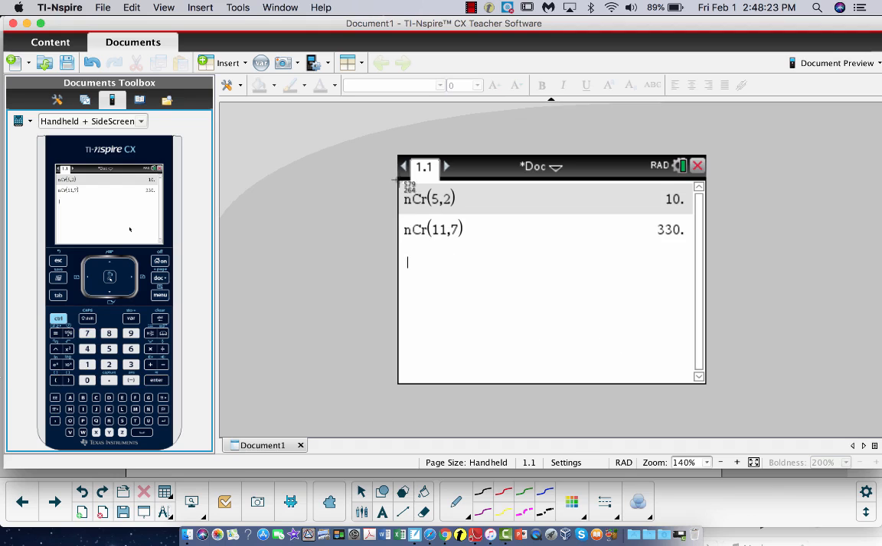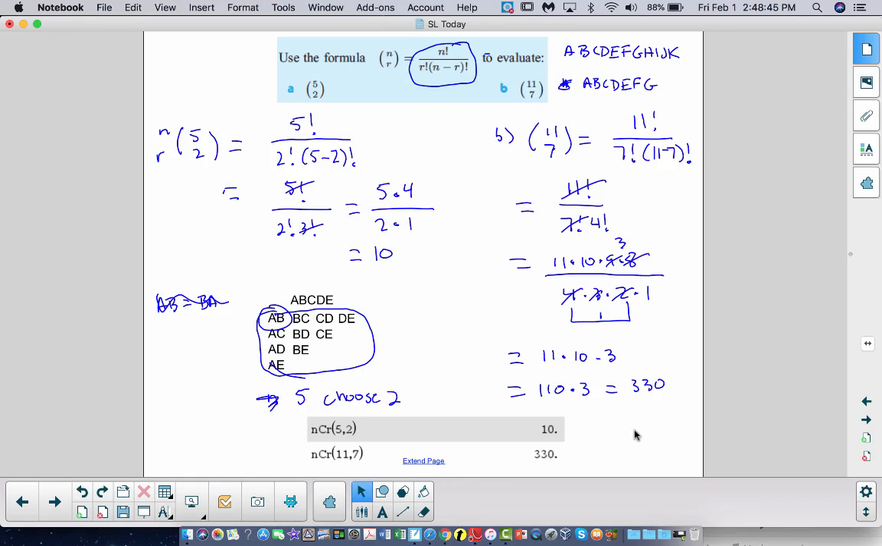So let me paste that in your notes. And through the miracle of technology, there it is. 5 choose 2 is 10, just like we did here. And 11 choose 7 is 330, just like we got right here.